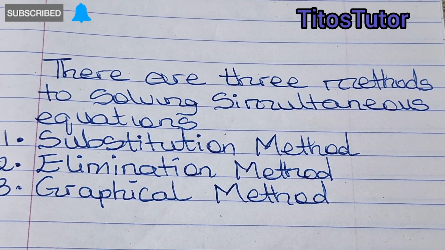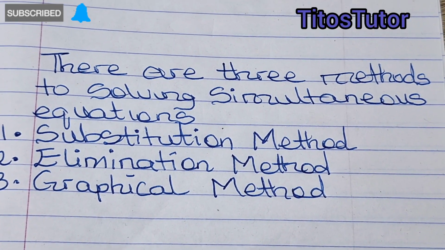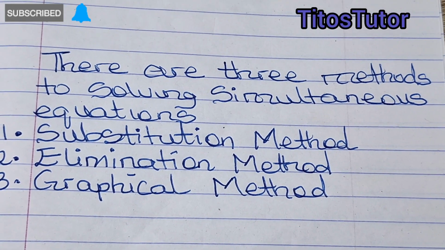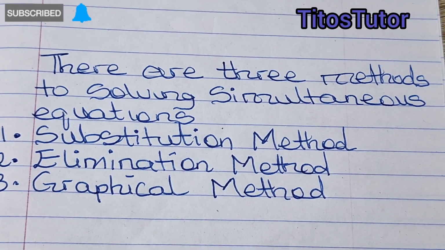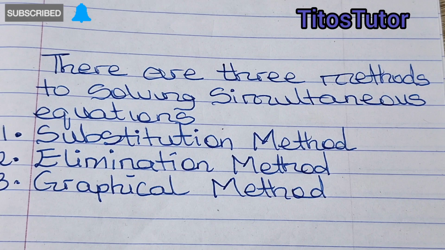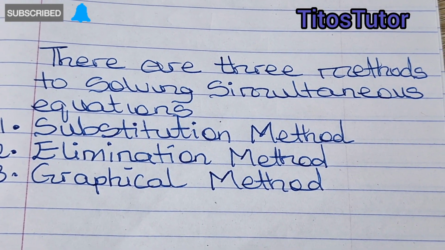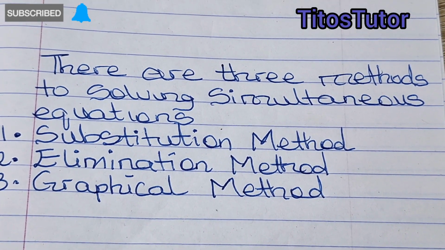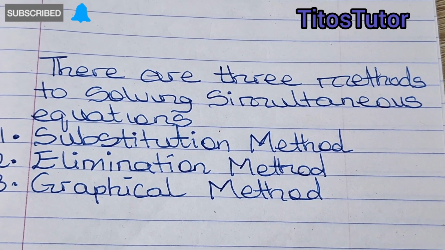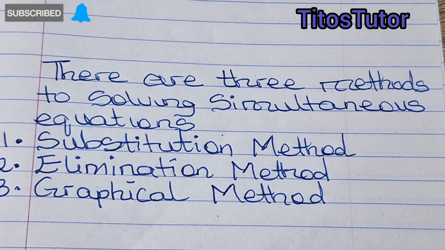To solve simultaneous equations, we have three different methods. The first one is substitution method. The second one, elimination method. And the third one is graphical method.